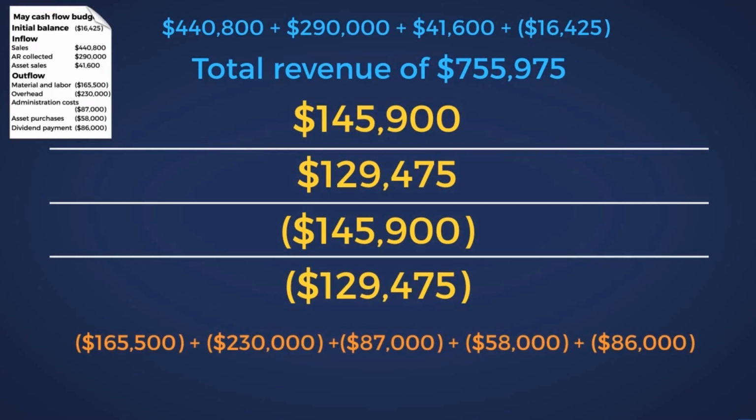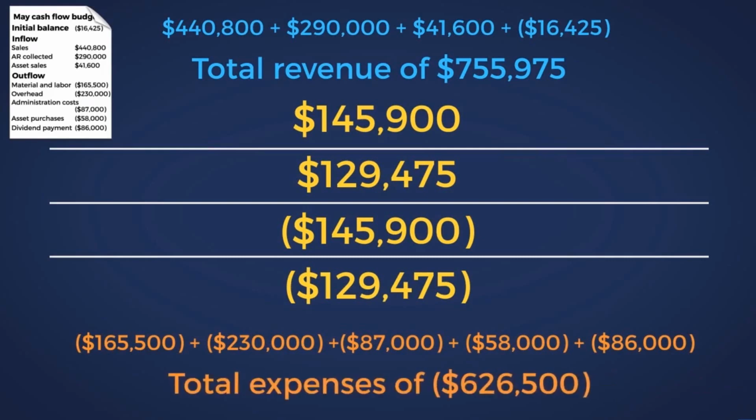$165,500 plus $230,000 plus $87,000 plus $58,000 plus $86,000 for a total of $626,500 in expenses. Add the two totals and we have a $129,475 beginning balance for June. Remember to keep in mind all the expenses and revenues when creating your cash flow budgets. It's easy to forget the previous month's ending cash balance when it is given before the rest of the expense or revenue data.